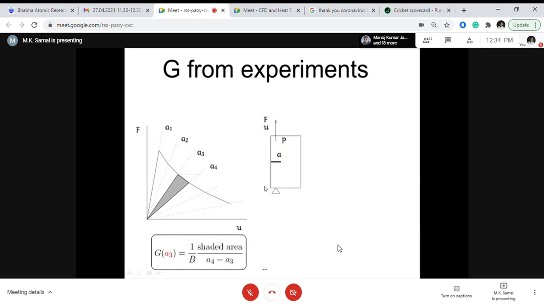Okay, this is one of the very beautiful methods to calculate G from experiment. Once you know G, you can always convert it to K1 squared by E. The expression for K1 can also be derived for a given geometry. So this is one of the experimental methods in which you can evaluate the stress intensity factor or G. Both are equivalent because G is related to K by K1 squared by E.